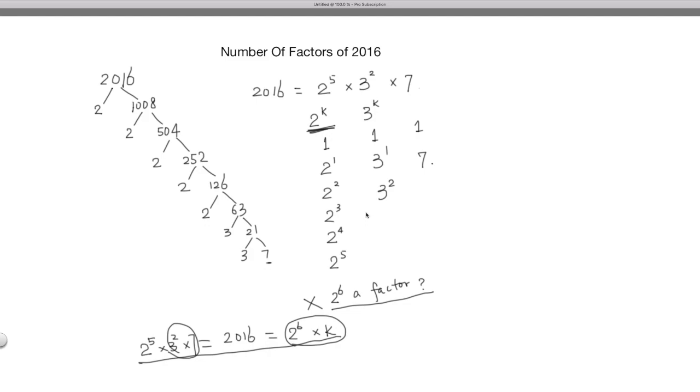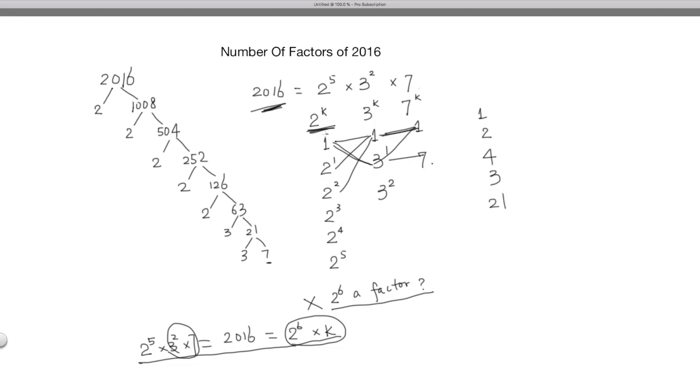Now the interesting part. It turns out that all the factors of 2016 can be looked at as a combination of these 3 different choices: from 2 to the power something, 3 to the power something, and 7 to the power something. Actually, it turns out every combination of these gives a factor. So 1 times 1 times 1 gives a factor of 1. 2 times 1 times 1 gives a factor of 2. 2 squared times 1 times 1 gives a factor of 4. And 1 times 3 times 1 gives a factor of 3. 1 times 3 times 7 gives a factor of 21.